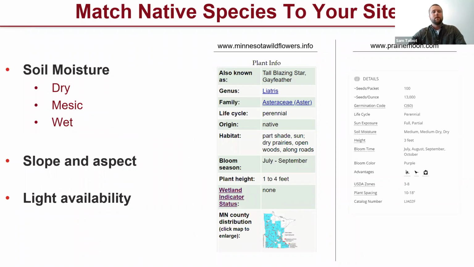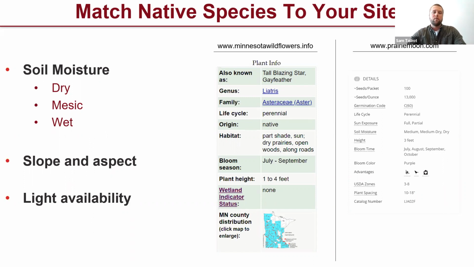So we have these different characteristics there on the left. And then here are two sites that I use all the time, MinnesotaWildflowers.info. This example is comparing that with Prairie Moon using Liatris aspera. Minnesota Wildflowers has all the ecological information that you might need. So if you look at that habitat, that's where you're going to match it to your site. Dry prairies would be those, but this one's a bit of a generalist too. So, open woods along roadways. If you tend to find it along roadways, it'll usually grow in a lot of sites.